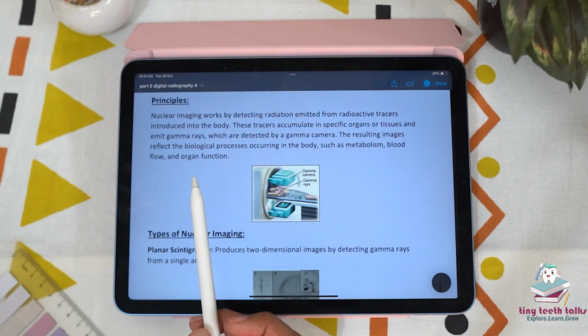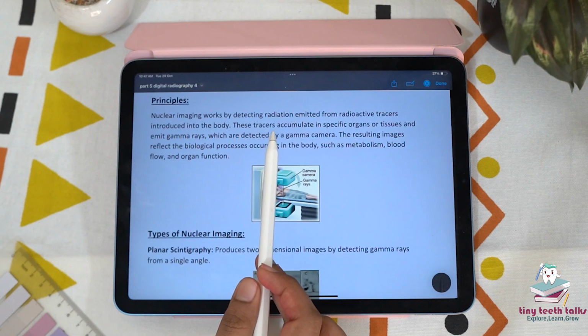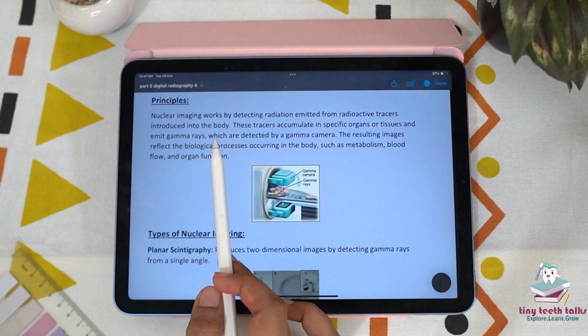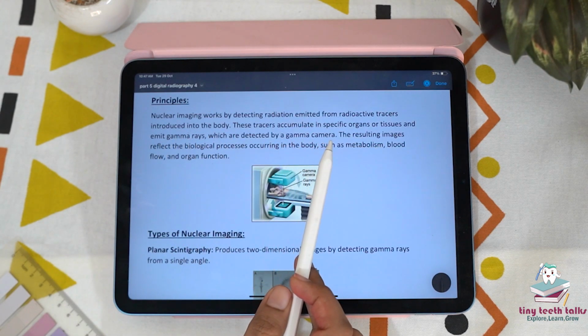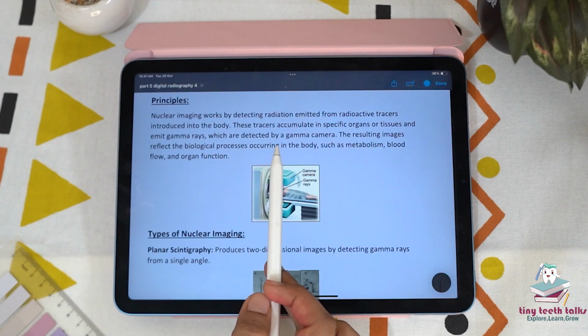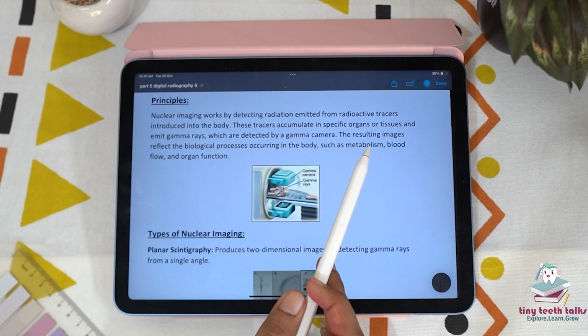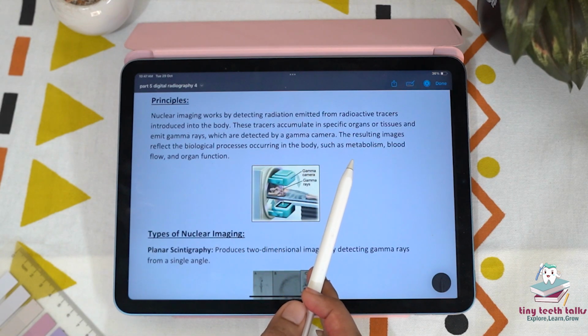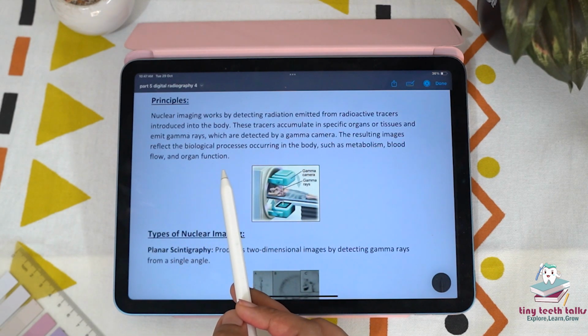Coming to the principle, nuclear imaging works by detecting radiation emitted from the radioactive tracers introduced into the body. These tracers accumulate in specific organs or tissue and emit gamma rays, which are detected by gamma cameras. The resulting images reflect the biological processes occurring in the body, such as metabolism, blood flow, and organ function.